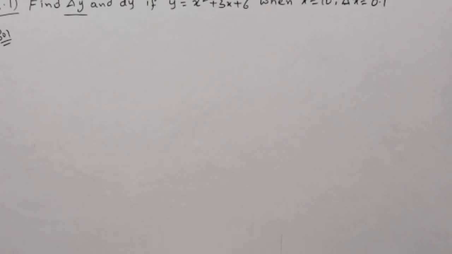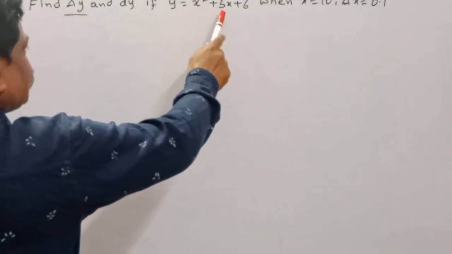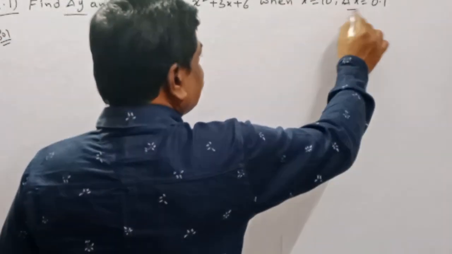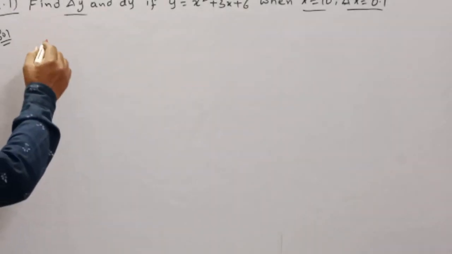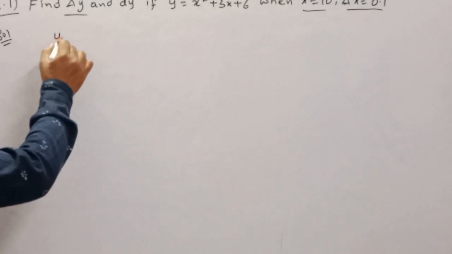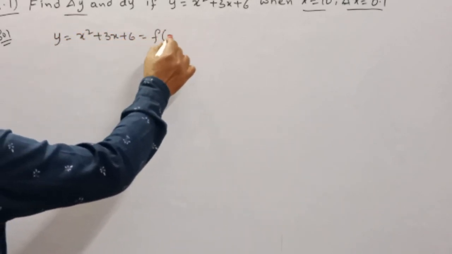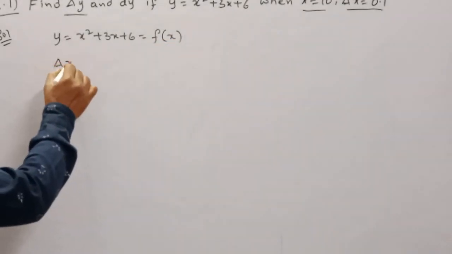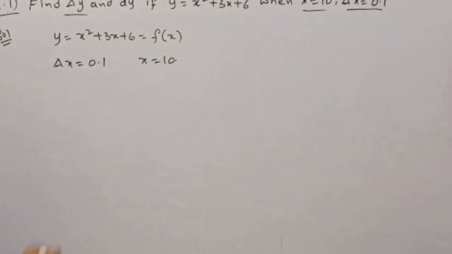Here we have the problem from application of derivative. Find delta y and dy. If y is equal to x square plus 3x plus 6, when x is equal to 10, delta x is equal to 0.1. So generally, y is equal to x square plus 3x plus 6, which is equal to f of x. Okay, all of you? But delta x is given, delta x is equal to 0.1, x is equal to 10.